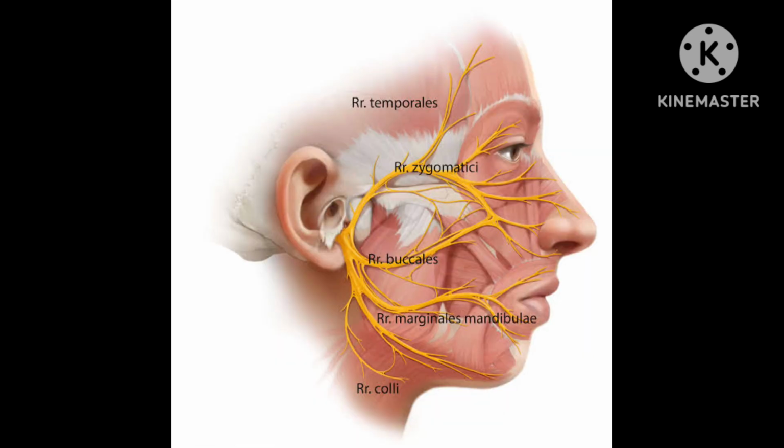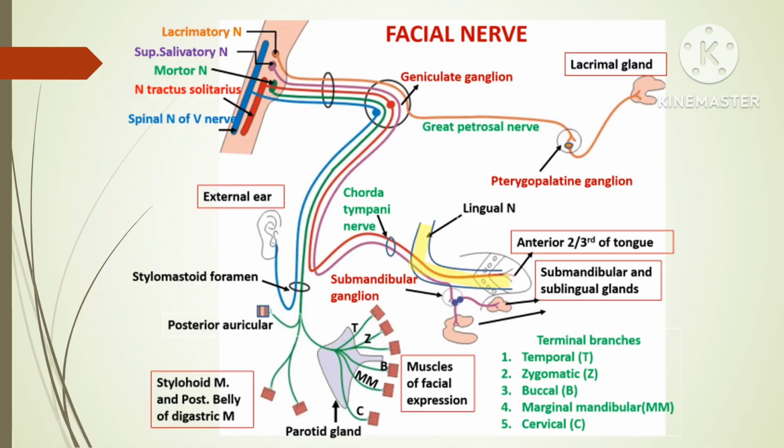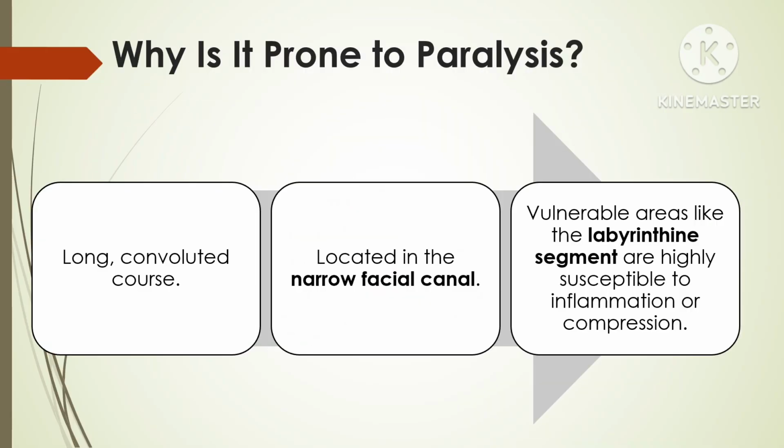So why is the facial nerve more prone to paralysis? First of all, because of its long and convoluted course. It is located in the narrow facial canal. Vulnerable areas like the labyrinthine segment are highly susceptible to inflammation or compression.